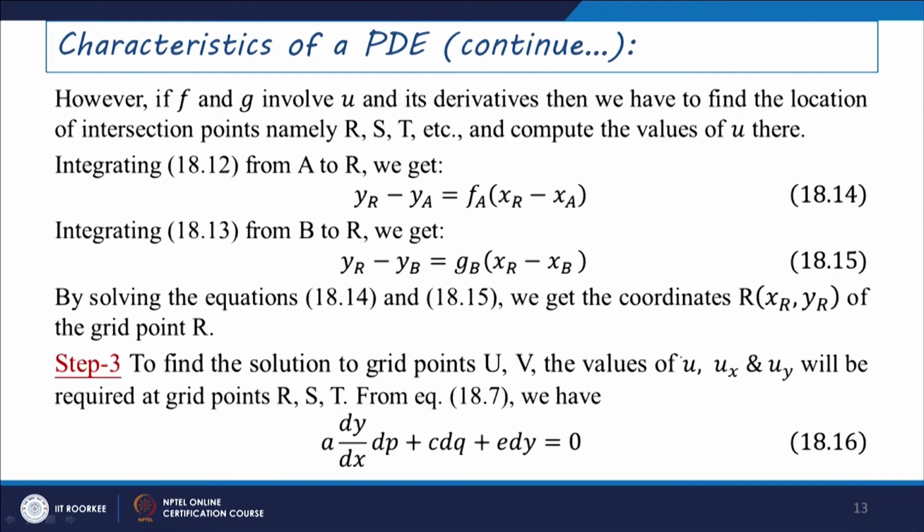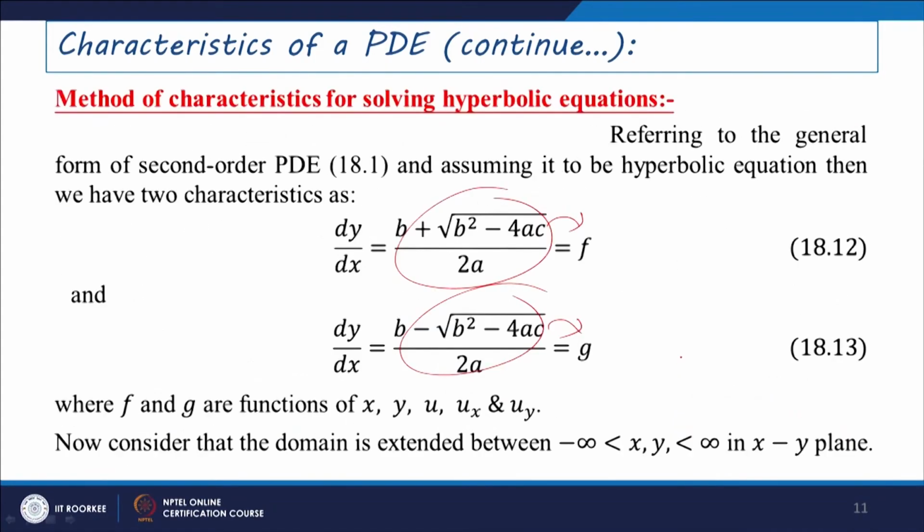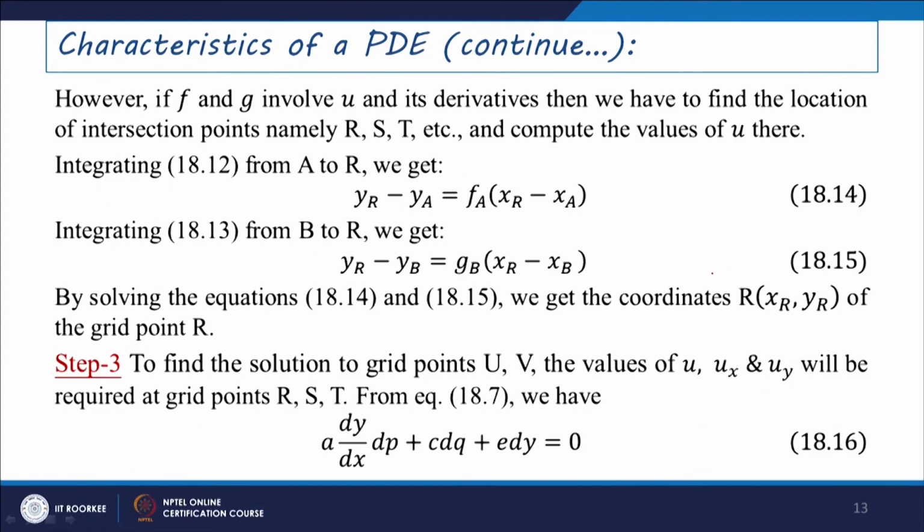That will give yr minus ya equals fa into xr minus xa. Since in equation 18.12, dy by dx is nothing but the function f, if you integrate, the integration of dy we can write as the integration of f dx. Since the point is defined at the point a itself, we can assume the functional value as fa, and this integration of dx varies from xa to xr, giving xr minus xa.